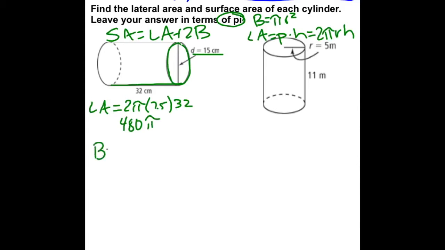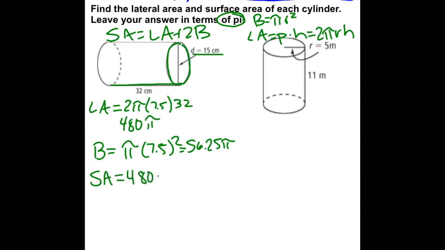Next, we want to go get that base. The base is a circle. It's pi times radius squared. Well, we already said the radius was 7.5. We're still leaving everything in terms of pi, so I get 56.25 pi. And surface area is 480 pi, the lateral area, plus 2 of the bases. Add that all up in terms of pi, and I get 592.5 pi for my surface area.